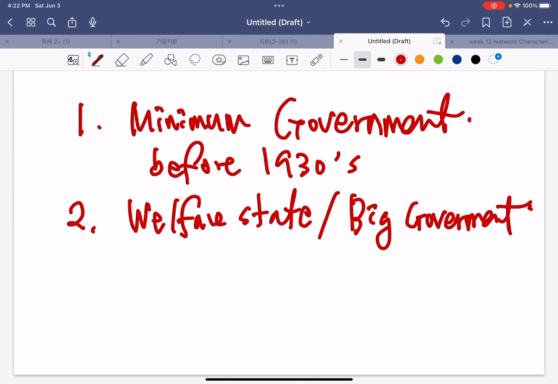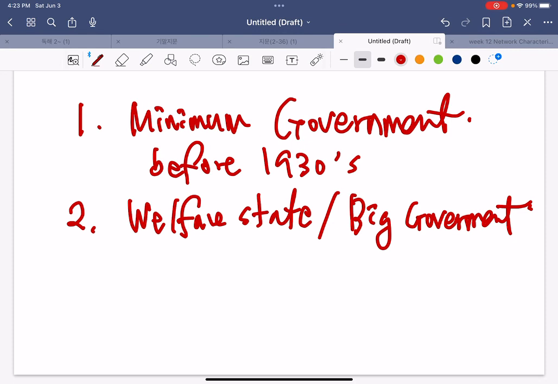Under the Great Depression, so many people were fired, and to save so many unemployed people, the government invested in public construction projects. Also, to save the poor people who were fired by their workplaces, the government provided many social welfare services and programs, and then inevitably the size of government increased a lot.